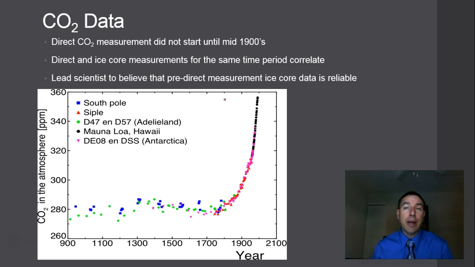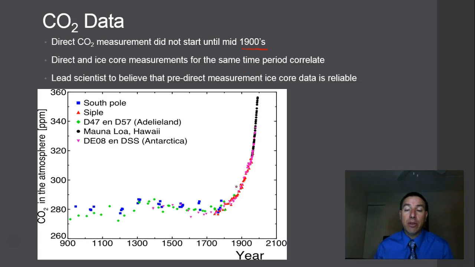Now, CO2 data. CO2 data has the same problem. Once again, CO2 did not start getting measured until the mid-1900s, so we really don't have a whole lot of direct measurement of CO2 in the atmosphere. However, we can once again sample that air trapped within the ice cores.